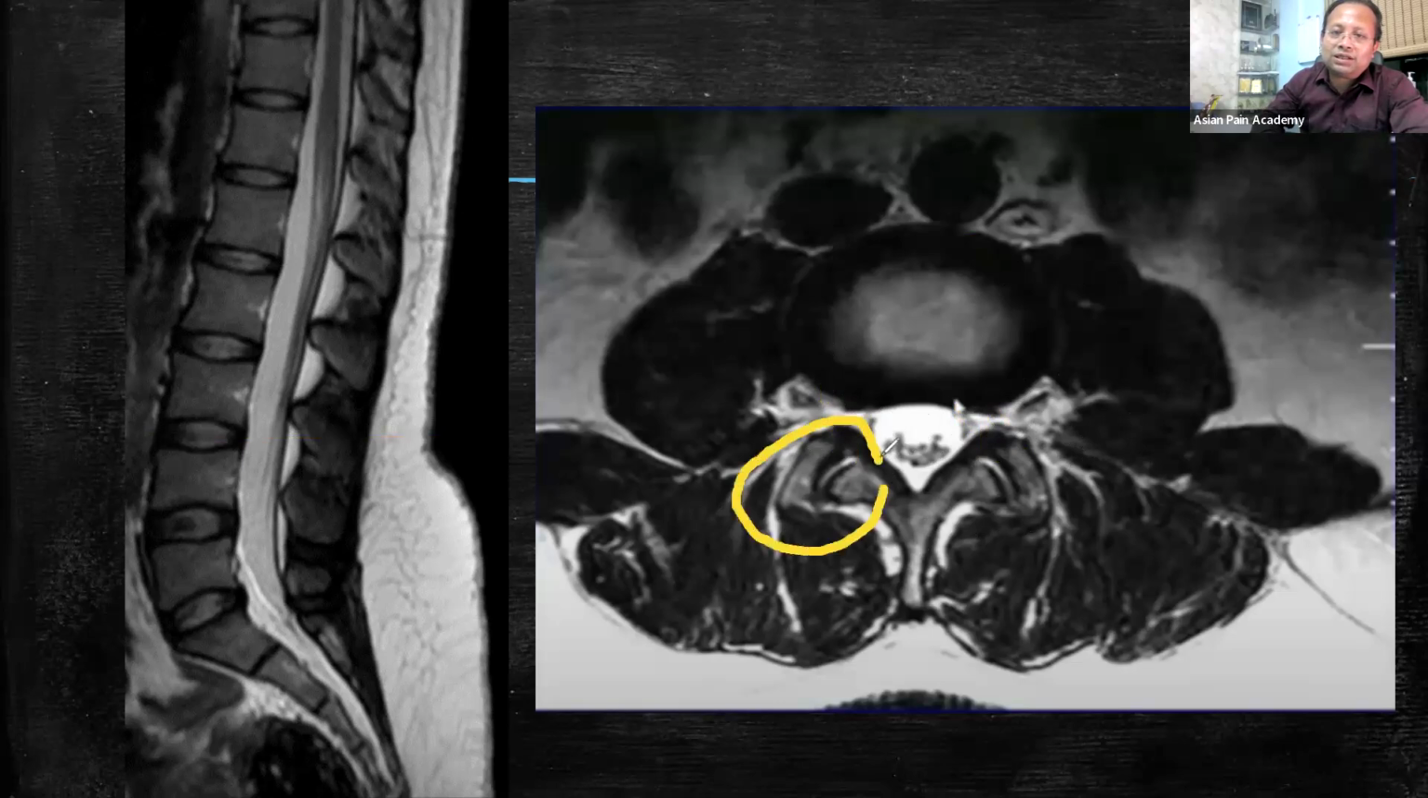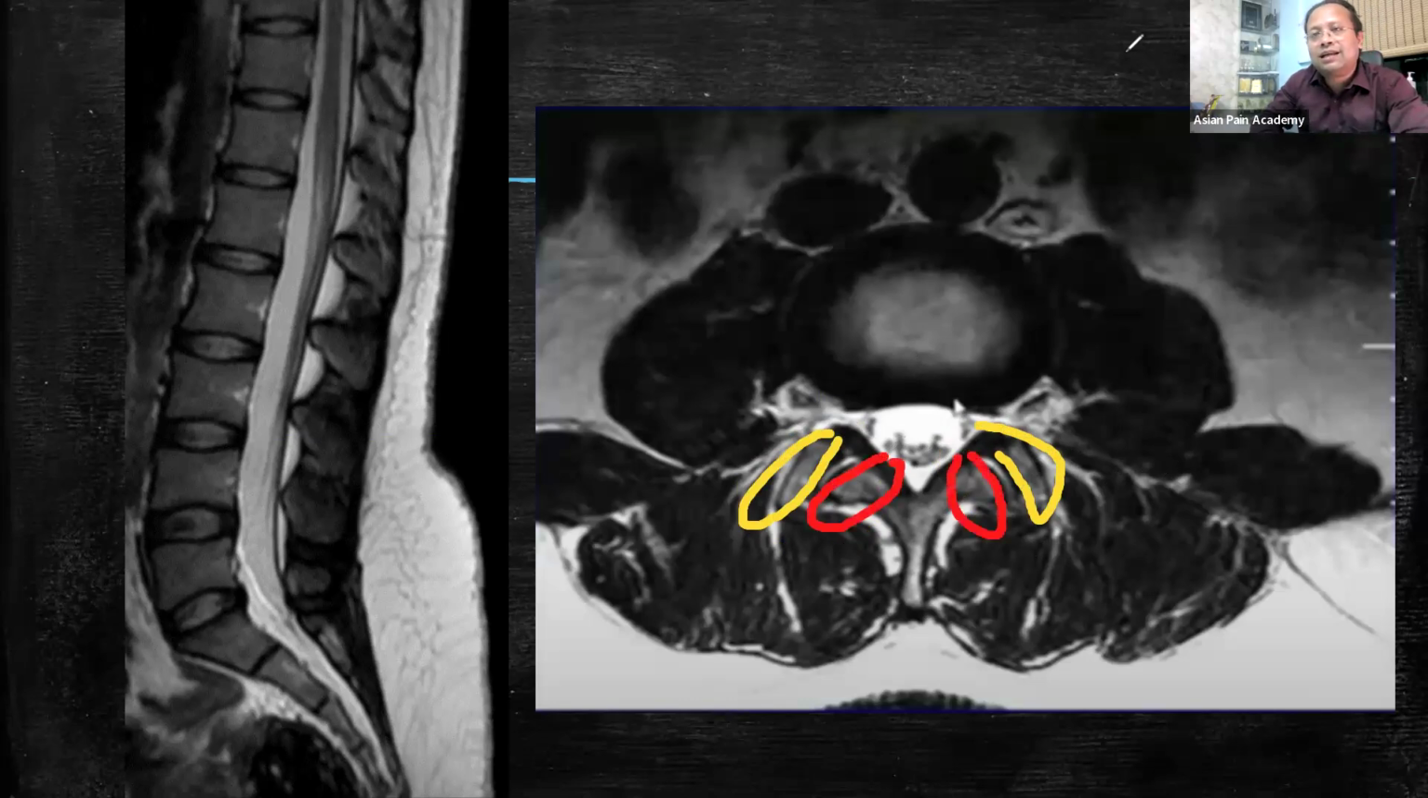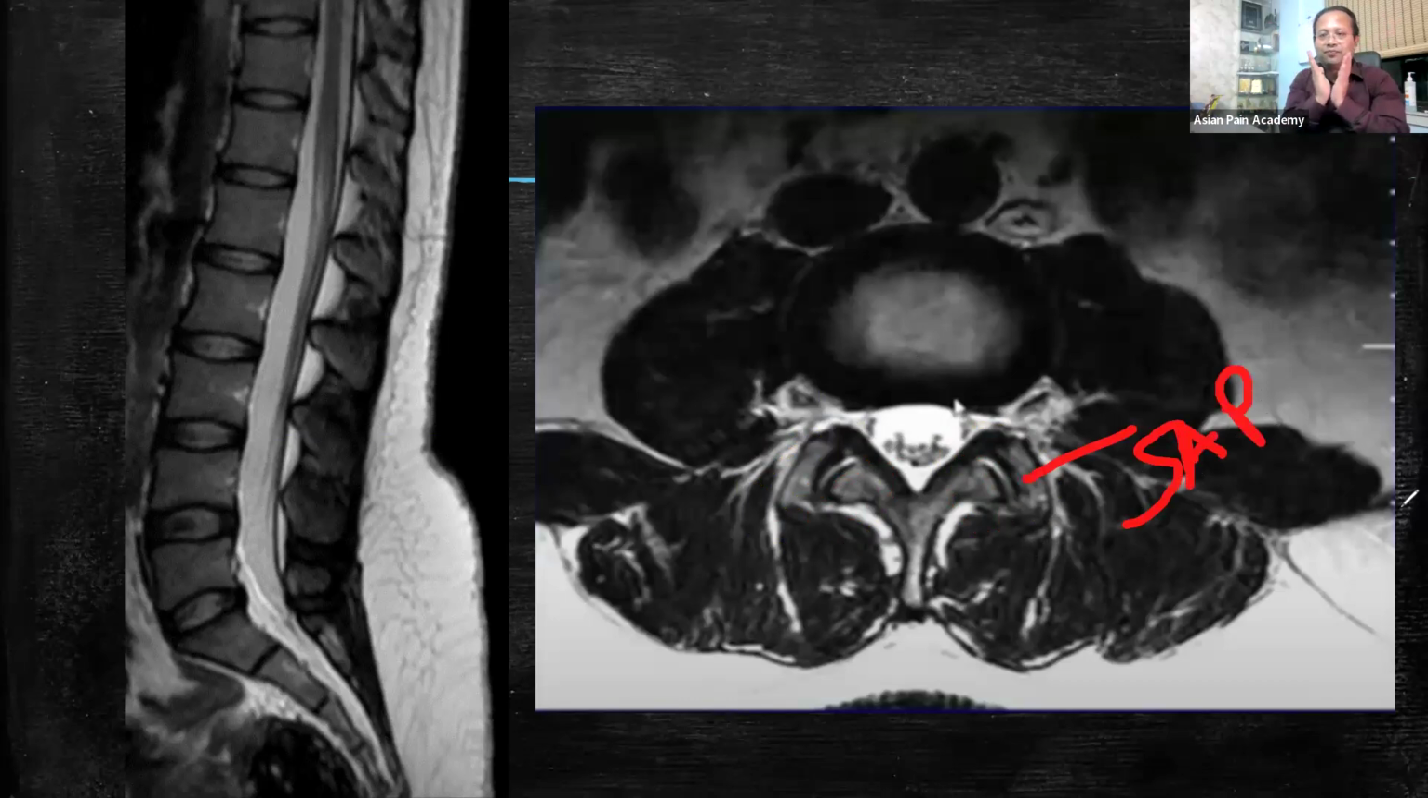Now concentrate on this area. In this area, it is the facet joint. The facet joint is made by two bones. One bone comes on the lateral side, and one bone is on the medial side. So what is on the lateral side? The lateral side is always the SAP, superior articular process. Remember, it is always the lower one holding the upper one. So it is lateral, and the upper one is medial when making the facet joint.